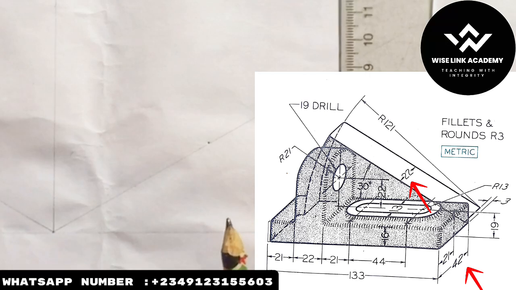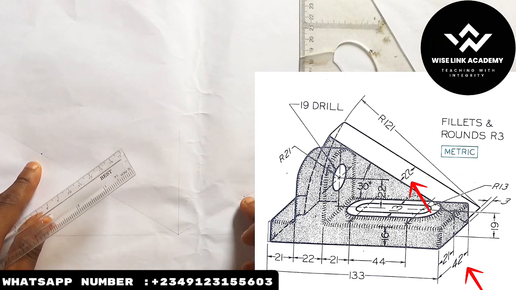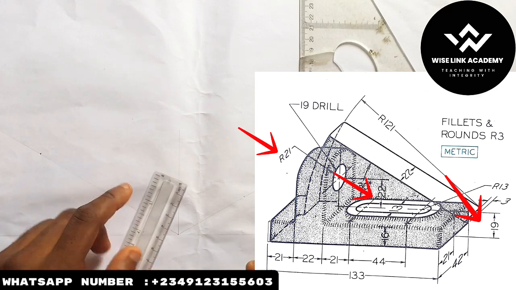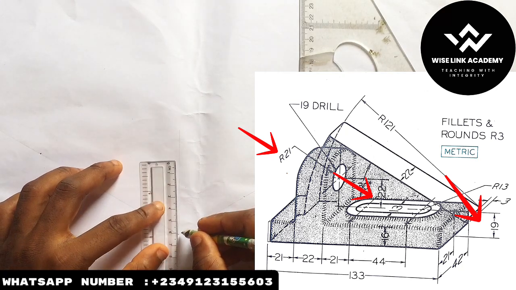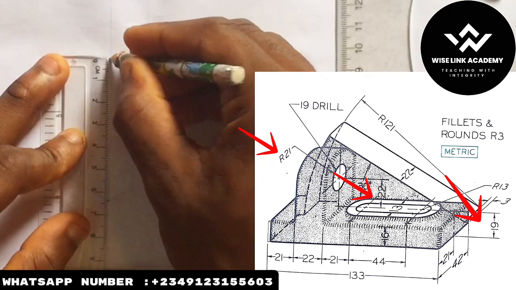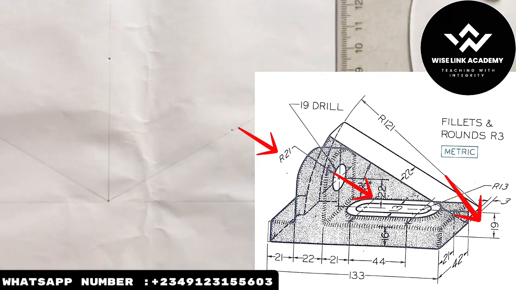Alright, my next task now is that I've gotten my length and breadth. Let's get the entire height of the figure. The entire height is given to be 19. 19 plus 22 plus 21, that will be about 64, as you can see my arrow indicating. So this is 64 here. So I've got my length, breadth, and height.